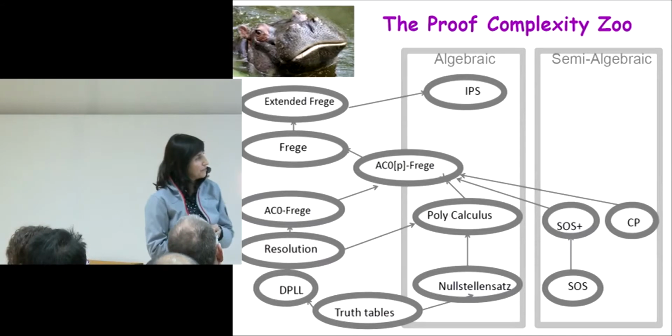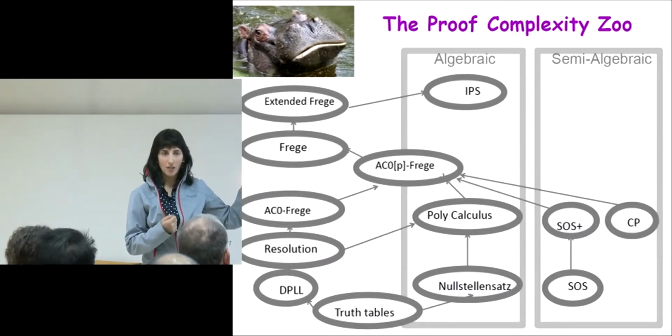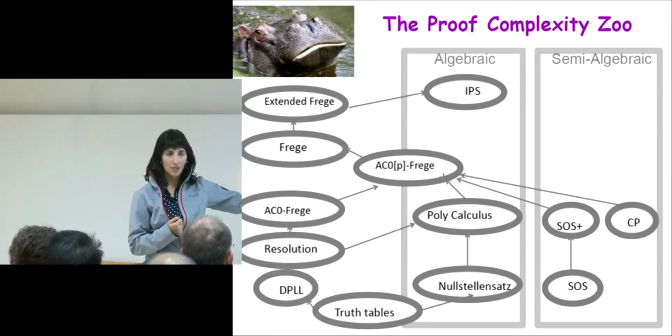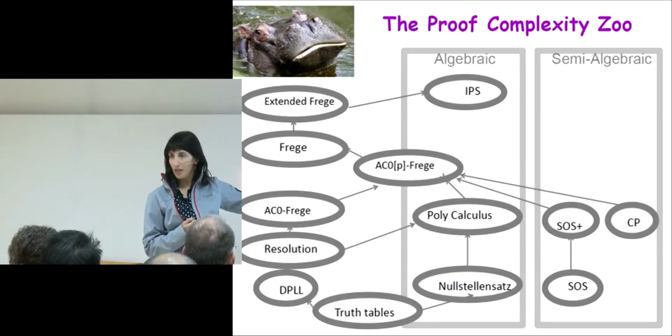So the arrows, I'll get to it in the next slide, show which system can polynomially simulate another system. If it's below, it means it's weaker, meaning that if you have a proof in this system of any arbitrary unsatisfiable formula of a certain size, then the system above it also has a proof of that thing of roughly the same size. So it could be a polynomial factor larger, but typically it's not larger at all. Okay.